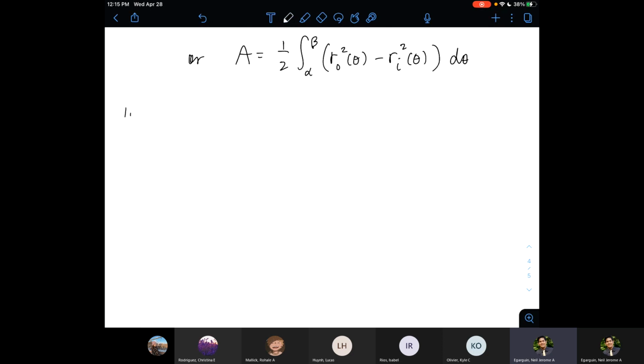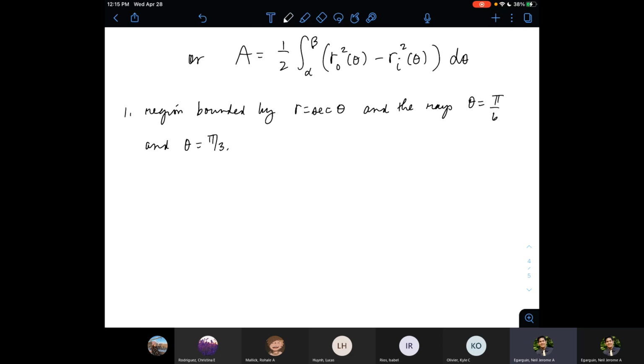So let's do an easy one first. Say the region bounded by r equals secant theta and the rays theta equals pi over 6 and theta equals pi over 3.